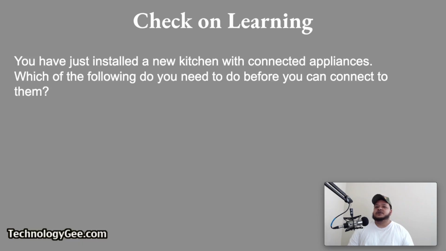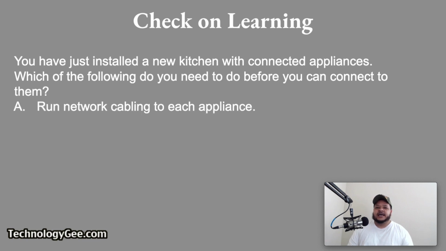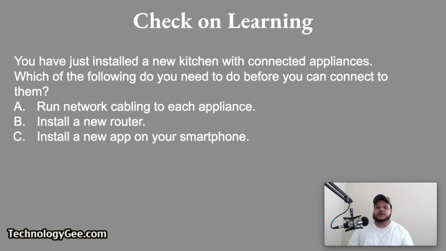You have just installed a new kitchen with connected appliances. Which of the following do you need to do before you can connect to them? Do you need to run a network cable to each appliance? Do you need to install a new router? Do you need to install a new app on your smartphone? Or do you need to upgrade your home network? So you just installed a brand new kitchen with some connected appliances. What do you need to do in order to connect with those appliances over IoT?